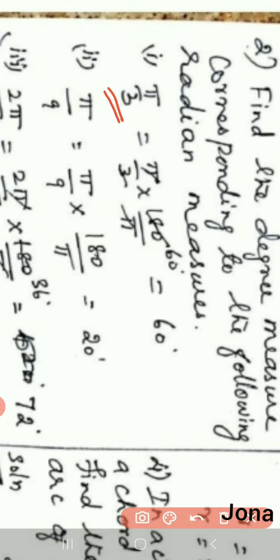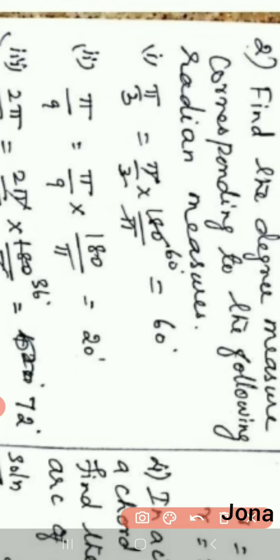Here it's given pi by 3. Along with this radian, we have to multiply with 180 by pi. For radian to degree, we multiply with 180 by pi. Keep in mind, in the answer it must be only degrees, there is no pi. So I multiply 180 by pi with this pi by 3. Then this pi and pi will get cancelled, and we have 60 degrees.